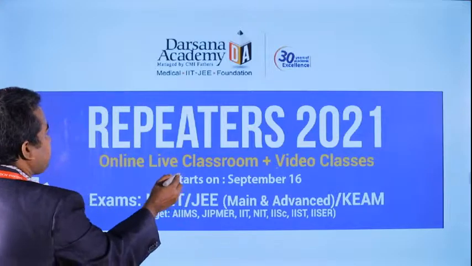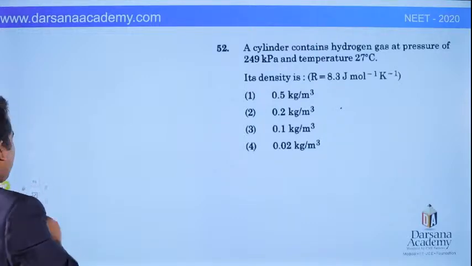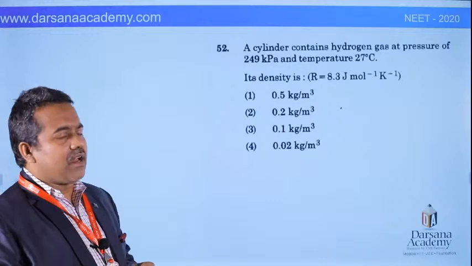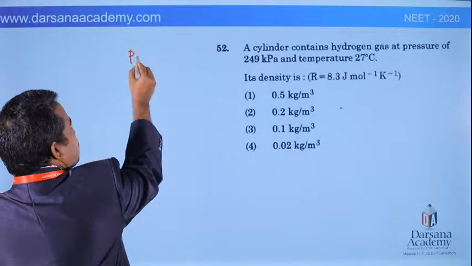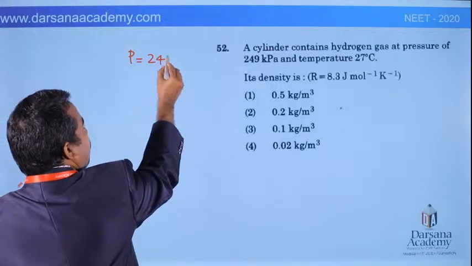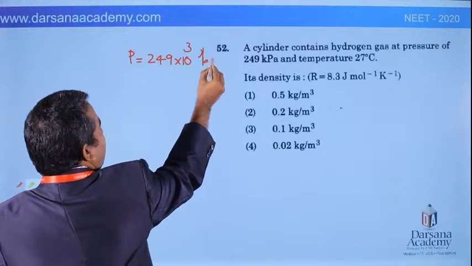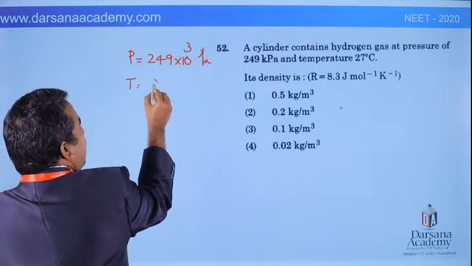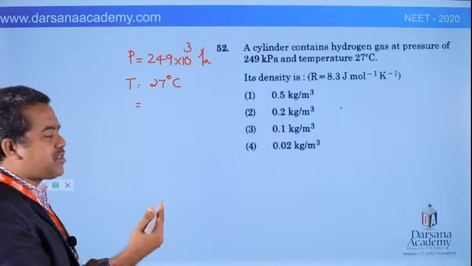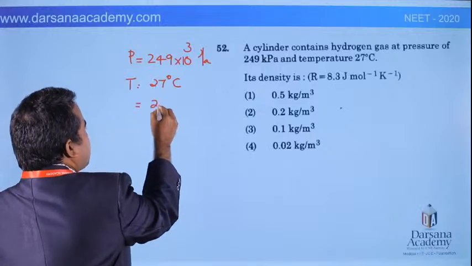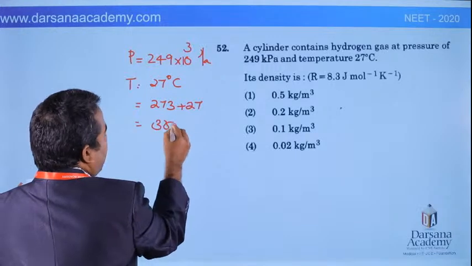So see, number 52, a good question from kinetic theory. A cylinder contains hydrogen gas at a pressure given as P equal to 249 into 10 to the power of 3 Pascal, at a temperature given as 27 degrees Celsius. In terms of absolute temperature, it becomes 273 plus 27, which is 300 Kelvin.